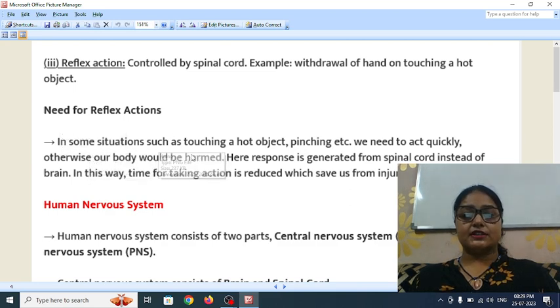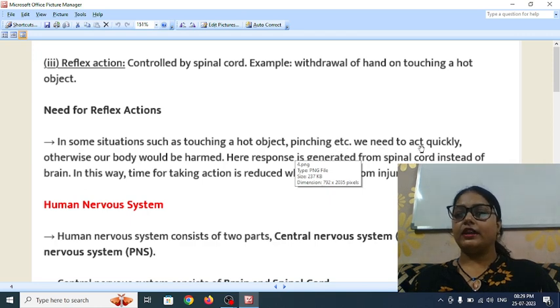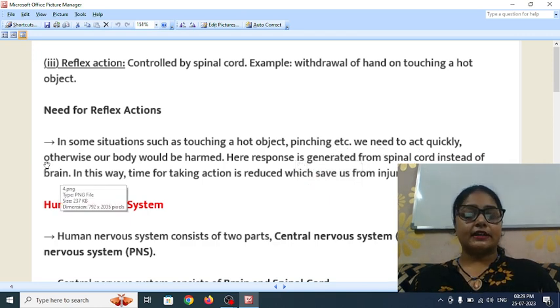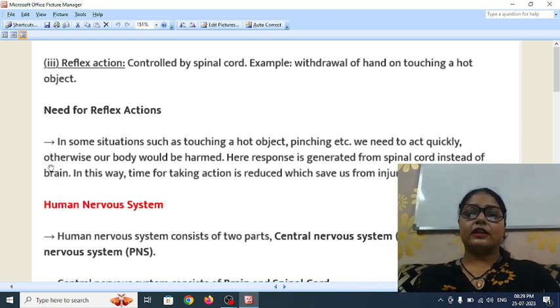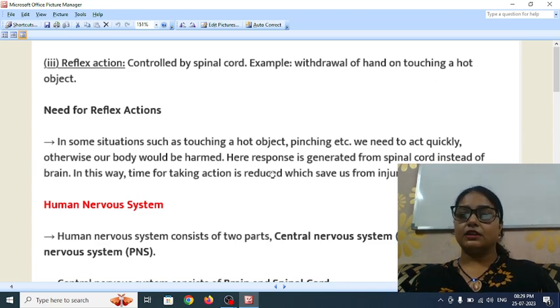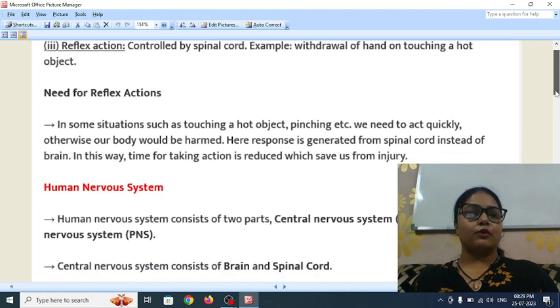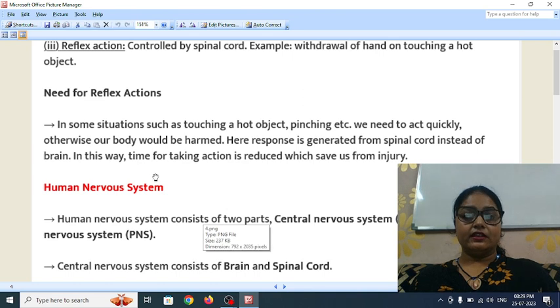Now, in some situations, such as touching a hot object or pricking ourselves with an iron nail, we need to act quickly, because it can harm our body if our body takes time to react. Otherwise, the body would be harmed. Here, the response is generated from the spinal cord instead of the brain, because when the signal passes to the brain, it takes a little more time. In this way, the time taken to act is reduced, and our body is safe from injuries.